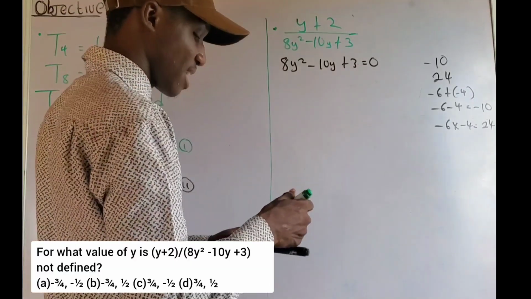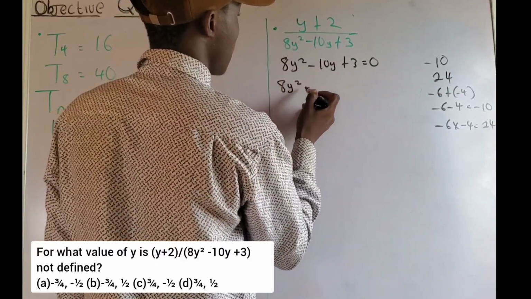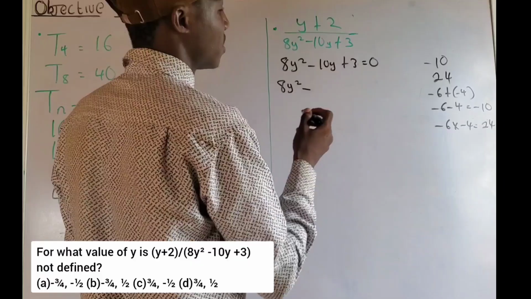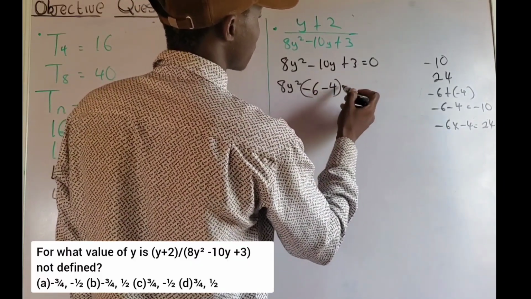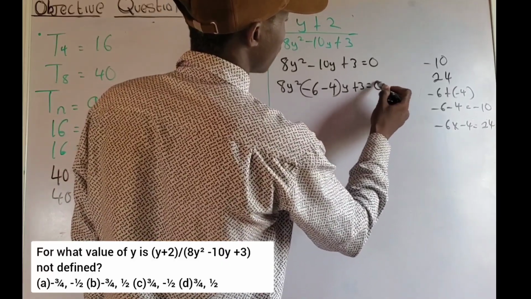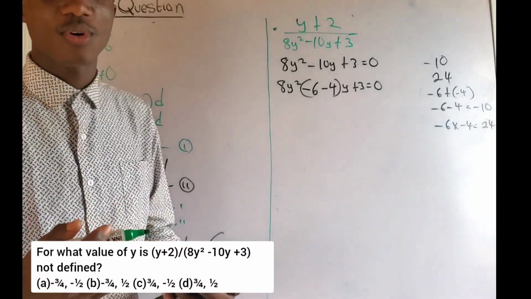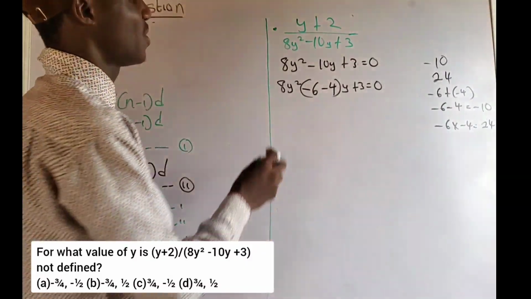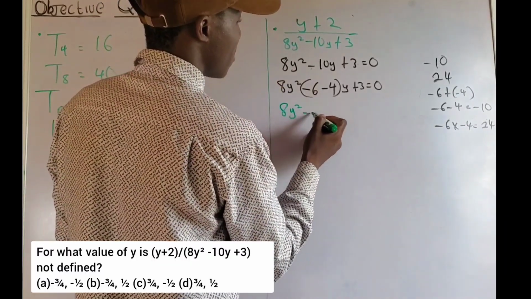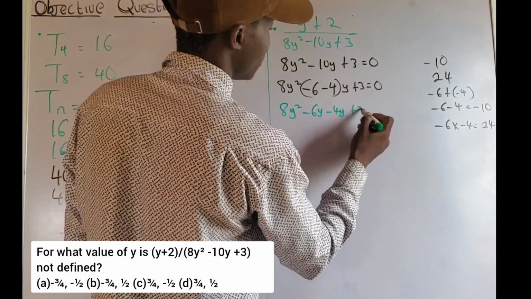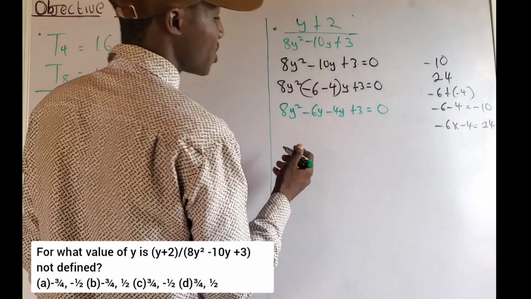So in that case, I'm going to replace this negative 10 with negative 6 and negative 4. So I'm going to have 8y squared minus 6 minus 4y plus 3 equals 0. Do you know what I did? I just replaced this negative 10 with negative 6, negative 4. Negative 6, negative 4 means negative 10. You understand? So in that case, I can write this as 8y squared minus 6y minus 4y plus 3 equals 0. Do you understand?